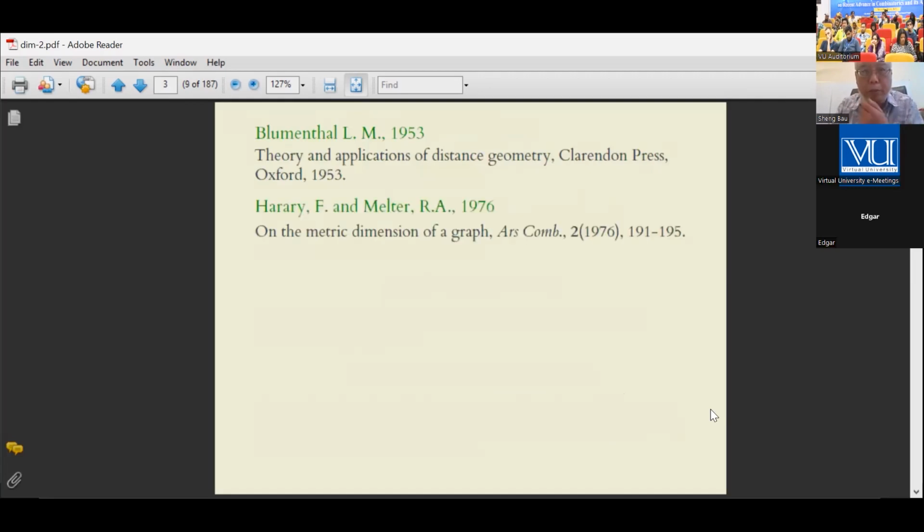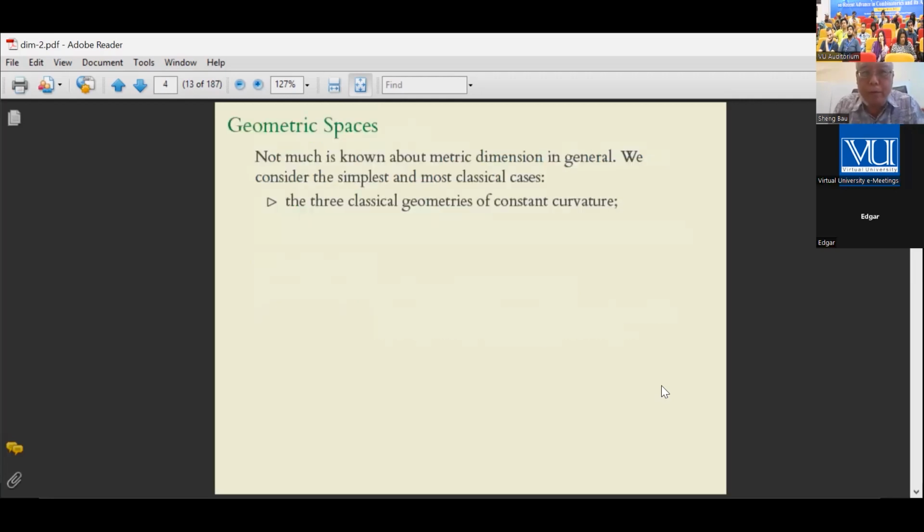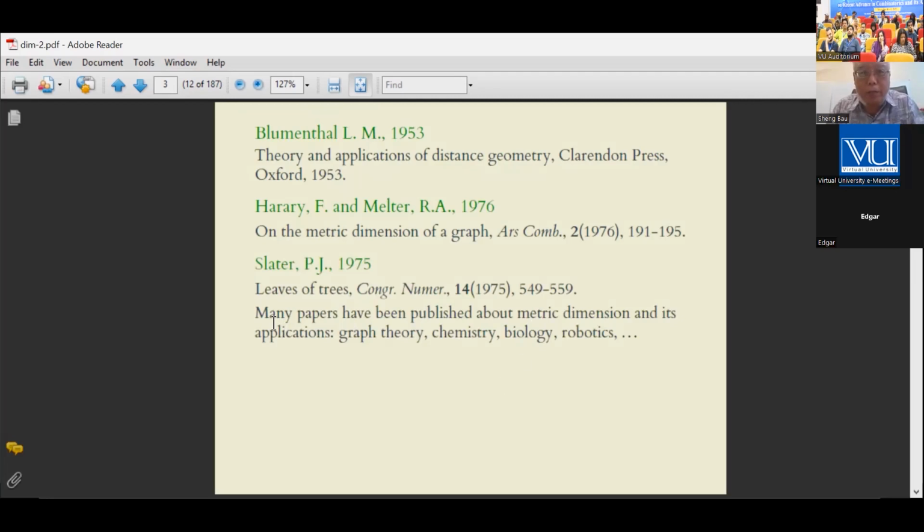So Blumenthal's paper was the original introduction of this concept for metric spaces, and the Harary-Melter paper was more than 20 years later. And many papers have been, I'm not going to even mention or cite them. Many papers in finite graph theory have appeared with a beginning introduction mentioning the glorious and politically correct applications.